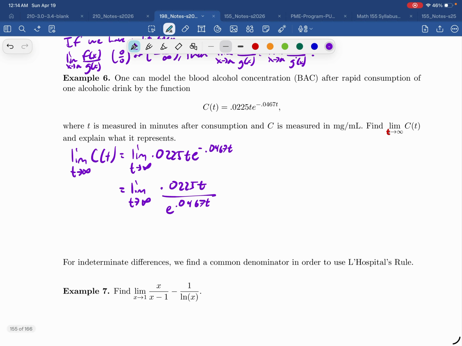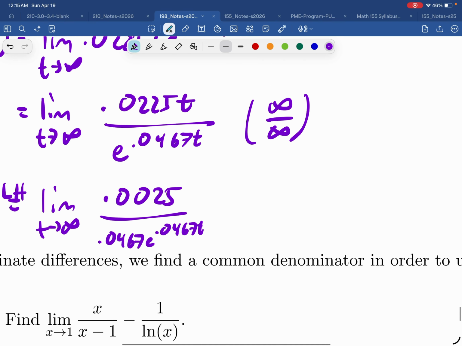And here I hope you can see that we do, in fact, have a fraction. And even though 0.0225 is a small number, as t gets large, that will get large. And this, again, even though the power has a small coefficient, will also get large as t gets large. So we do, in fact, have infinity over infinity. So we do get to use L'Hopital's rule, take the derivative. And this works out pretty nicely, right? 0.0025 over 0.0467 e to the 0.0467 t. Chain rule. Right, to be clear, that is t.